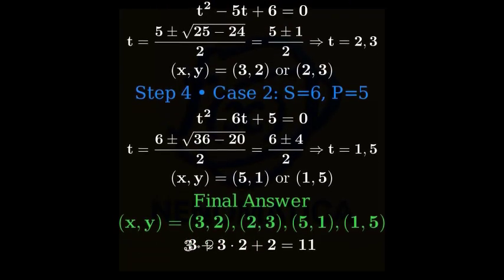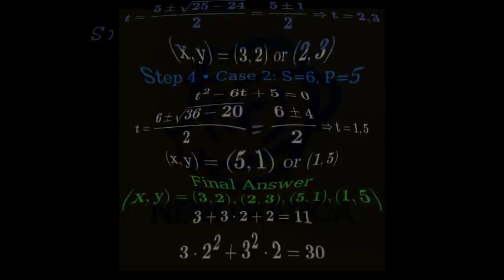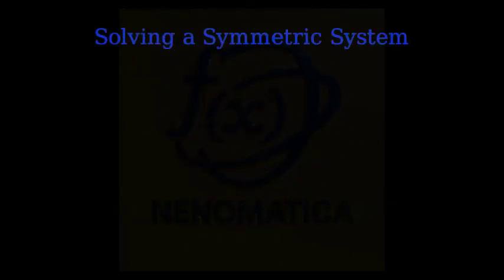Quick check for one pair. For x equals 3 and y equals 2, the first equation gives 3 plus 6 plus 2 equals 11, and the second gives 12 plus 18 equals 30. Both are correct. In this lesson, we will solve a symmetric system using the sum and product method.